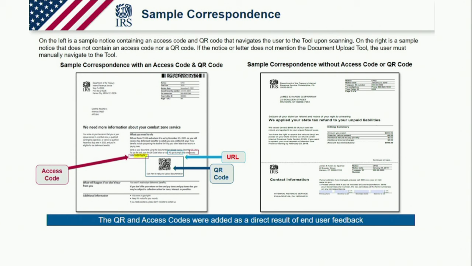On this notice, it's irs.gov/DUT-reply, right before the access code. We encourage the use of the QR and access codes for easy access to the tool. If you prefer not to use a QR code, you can still use a URL provided in the notice. The QR code or URL, along with the access code, helps ensure your documents get to the appropriate area for processing.